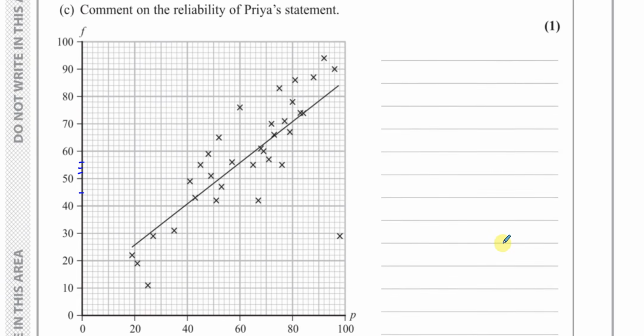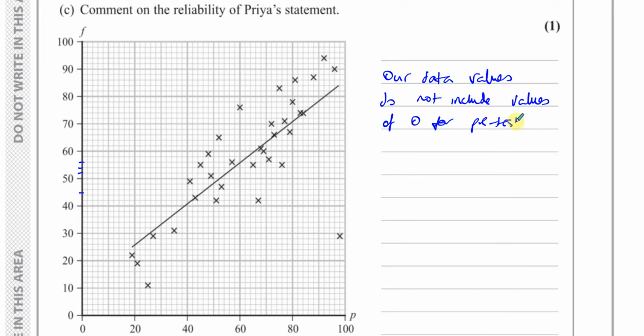The reason is because our data doesn't include any points which have 0 marks on the pre-test. All right? So we can say that our data values do not include values of 0 for the pre-test. Therefore, this is unreliable. It's unreliable to predict as we are what's called extrapolating.